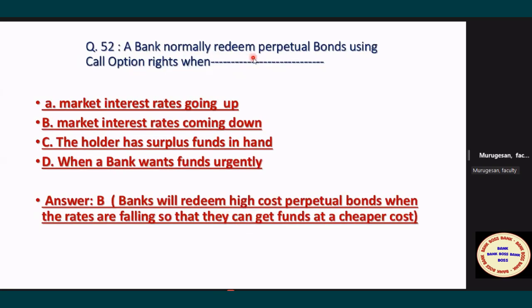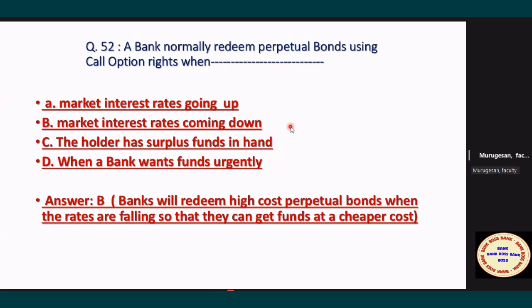Now, next one. A bank normally, these are all intelligent theory questions. Look at the question carefully. A bank normally redeems perpetual bonds using call option rights when blank. They will give 4 options: when market interest rate is going up, when market interest rate is coming down, when the holder has surplus funds, when the bank wants the funds urgently. All these are not allowed. B is the answer.